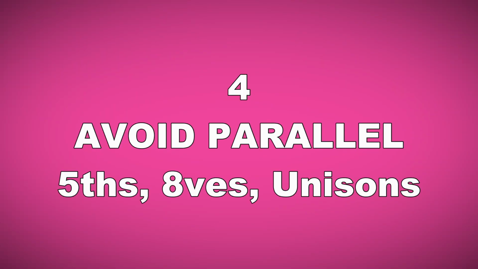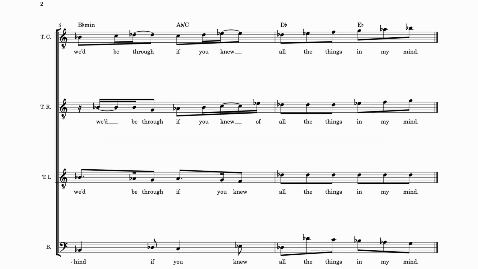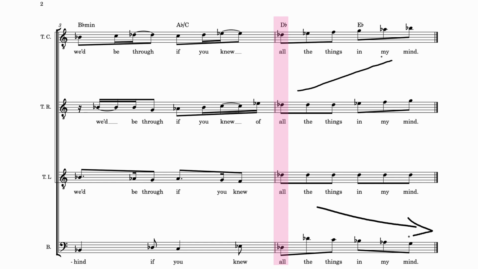Number 4, avoid parallel fifths, octaves, and unisons. Using parallel fifths, octaves, or unisons can create the illusion that two different voices are merging into one, and that's not what you want. But you can break this rule for effect. Like in this case, all the voices land on a unison and break out again to make the arrangement go from small to big for the very end.